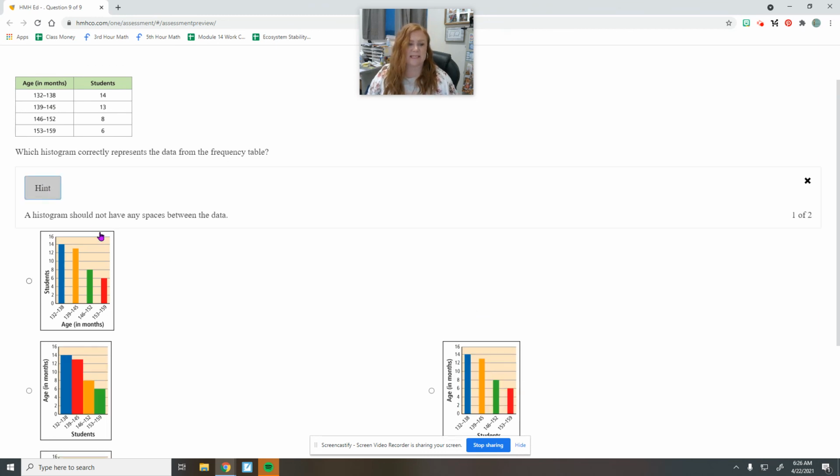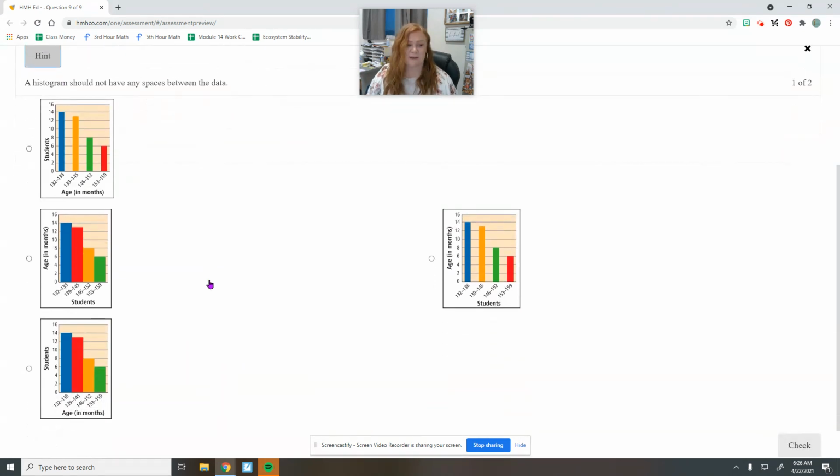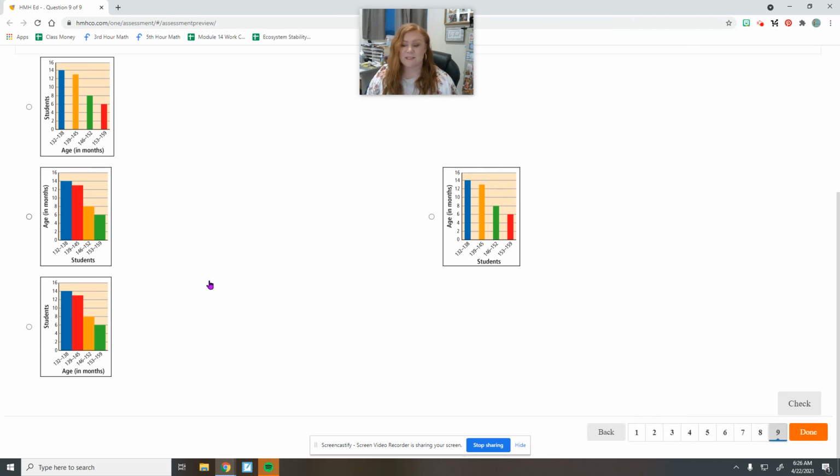Let's see what our hint says here. Oh yep, just reminding you of what I just told you: no spaces. Then we want to make sure that it goes up to all of the right frequencies to represent our data. Okay, so go ahead and finish up that. If you have any questions about making a dot plot, a frequency table, or a histogram, please let me know and we can set up a time to meet together.